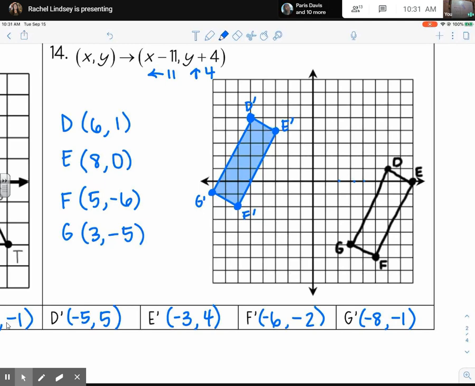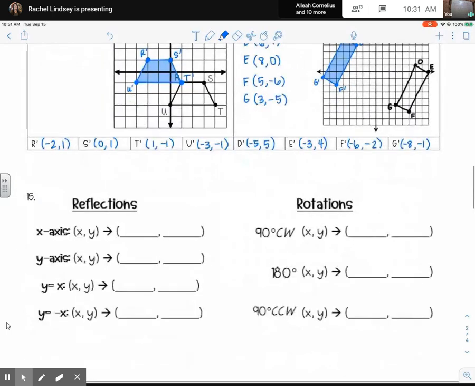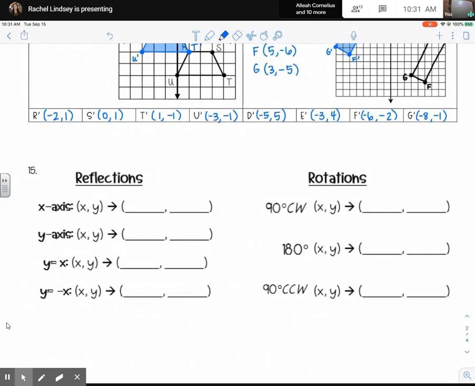Okay. So number 15 is the rules for reflections and rotations. So this is what you're gonna be given on your test. That exact stuff right there is exactly what it's gonna look like on your test and what you have to fill out for part of your grade. So that stuff on the board won't be up there, okay?